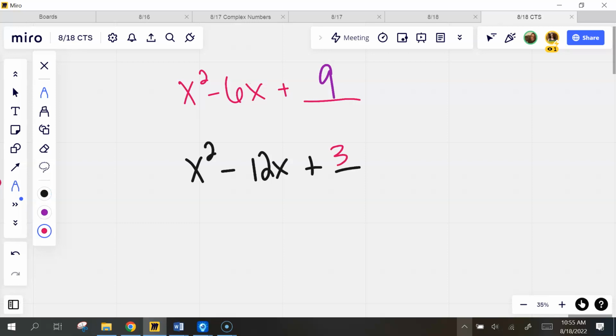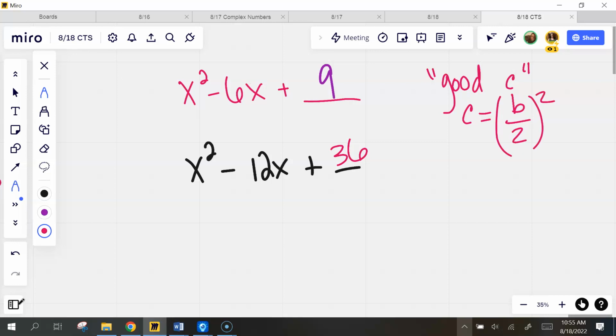How are you figuring that out? You're exactly right. I'm going to call this a good C, because a good C is going to allow me to have a perfect square trinomial. So to find a good C, tell them again what you did, Sullivan. You took the B that's in the middle, half of it.